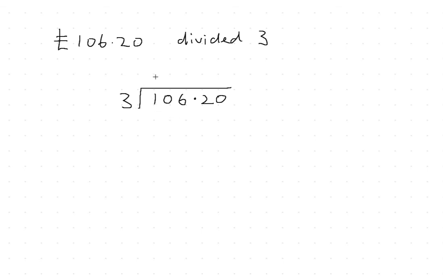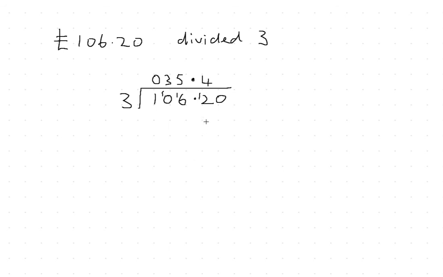3's into 1. I'm going to put 0 at the top. It doesn't go. So then we do 3's into 10. Go 3, remainder 1. 3's into 16, go 5. Just copy that dot, nice and easy, just copy this dot up here. So we've got a remainder of 1 again. 3's into 16 go 5, remainder 1, we put it here, and we just carry on. 3's into 12 go 4.